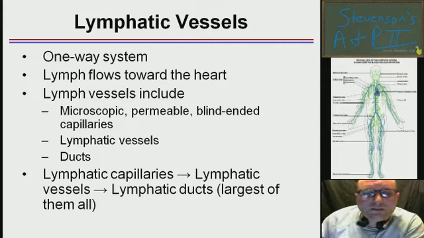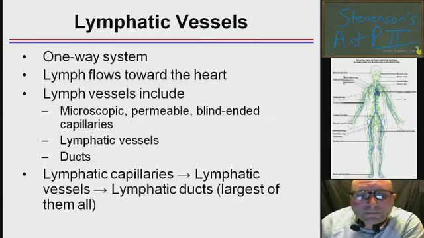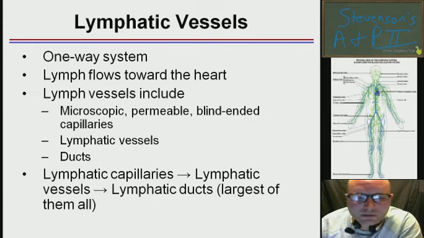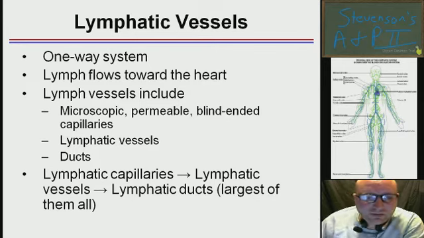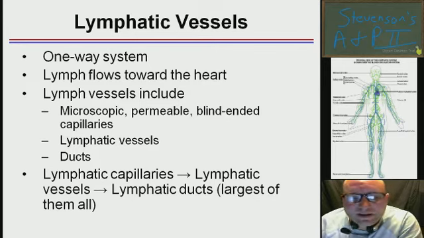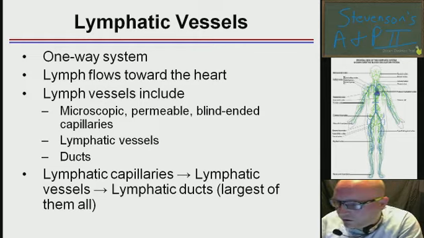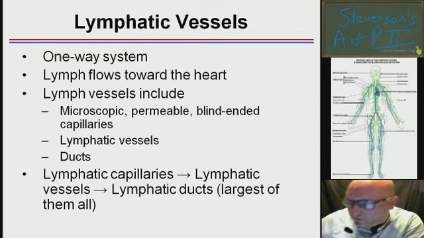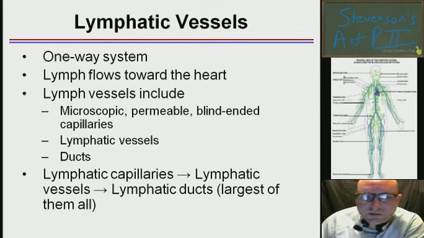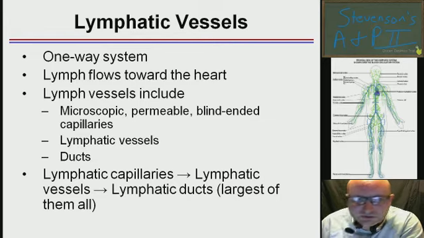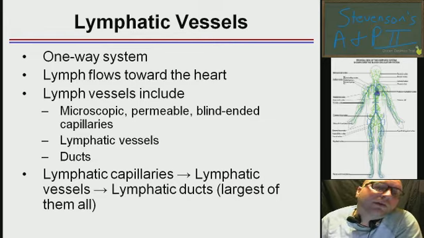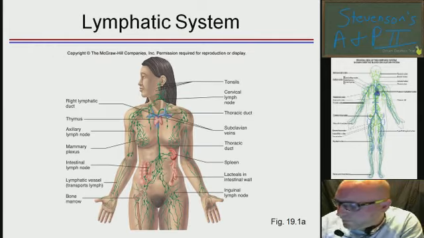Lymph vessels include microscopic, permeable, blind-ended capillaries, where they terminate. Then there are lymphatic vessels and ducts. The lymphatic capillaries lead into lymphatic vessels and then lymphatic ducts. They increase in size as you work through this progression. Capillaries are smallest, vessels are a little larger, and ducts are much larger in size as you move along.